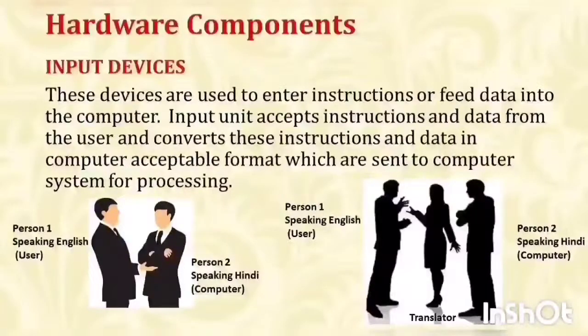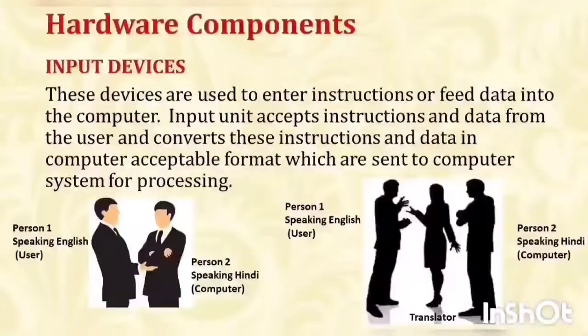Input unit accepts these instruction and data from the user and converts these instruction and data in computer acceptable formats, which are sent to computer system for processing. Now, computer doesn't understand English directly. So, what happens when we type something in English? It is converted into something which computer can understand and then it is processed.